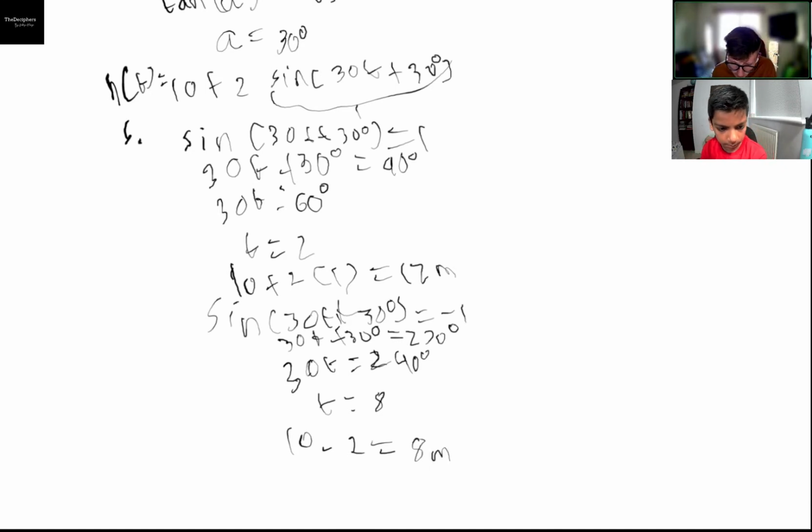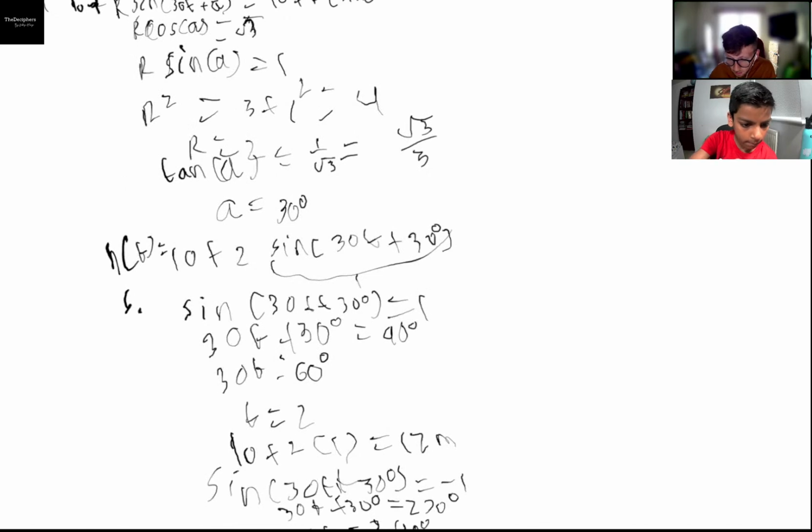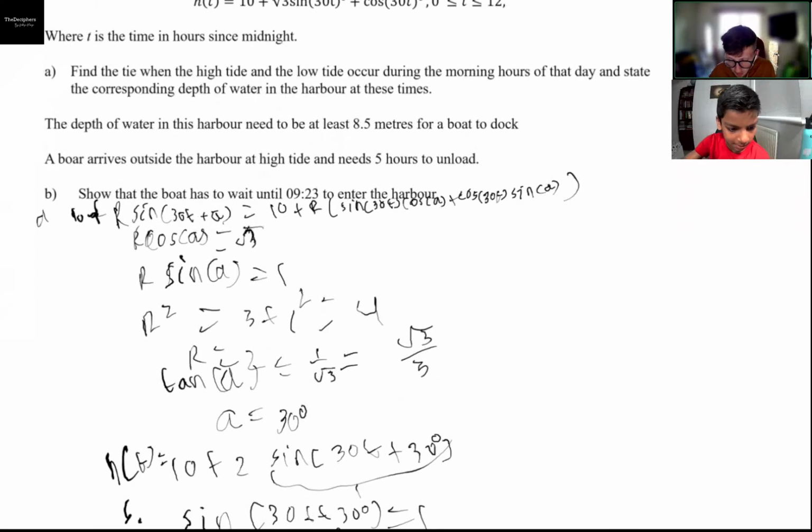So it says that the depth of water in this harbour needs to be at least 8.5 meters for a boat to dock. A boat arrives outside the harbour at high tide and needs 5 hours to unload. So what time does the boat arrive?